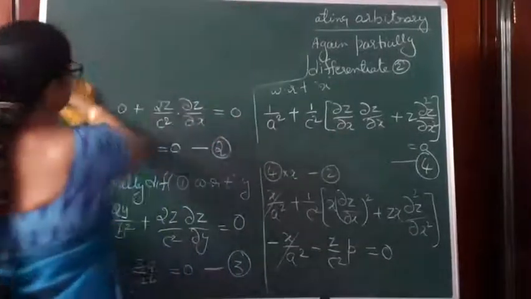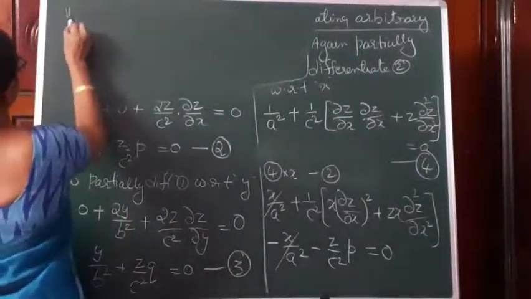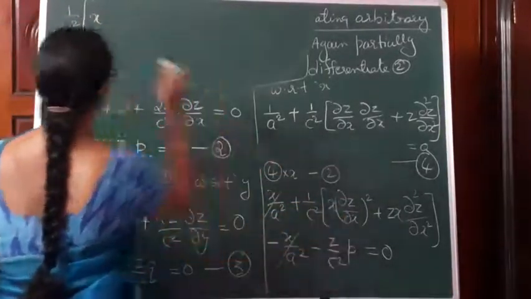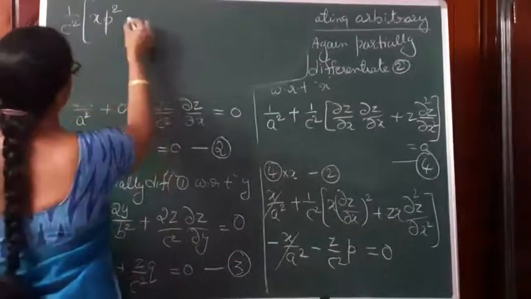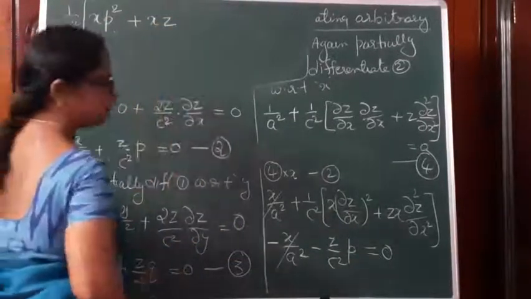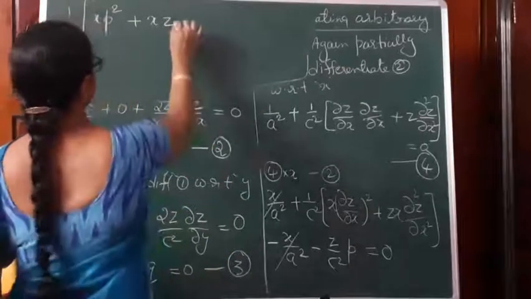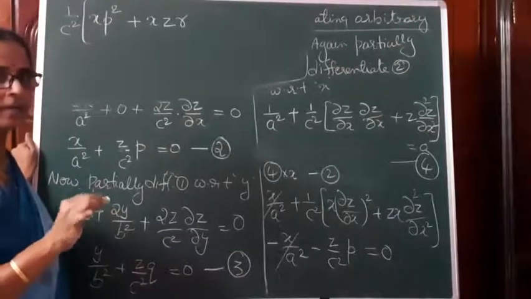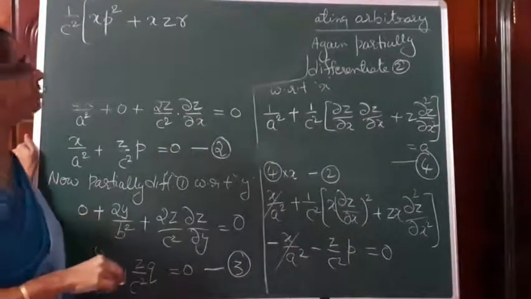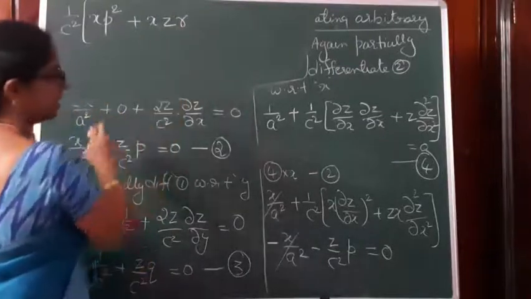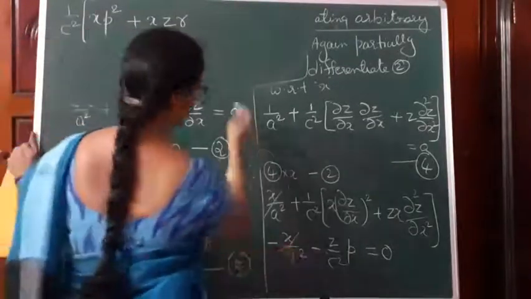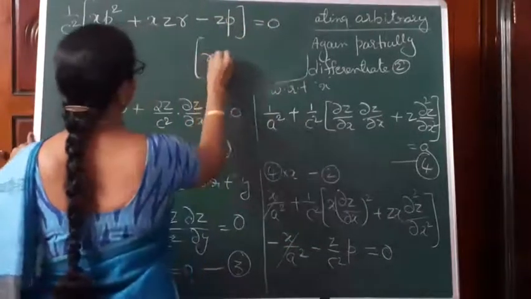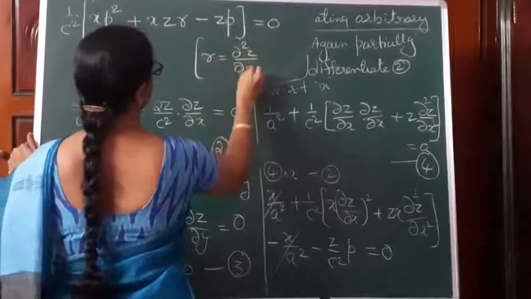1 by c square can be taken common from the two terms. So we have here 1 by c square common into x into dou z by dou x means p. So p square plus x into z into dou square z by dou x square. We denote dou square z by dou x square with r, dou square z by dou y square with t, and dou square z by dou x dou y with s. So this is r, dou square z by dou x square, minus z into p is equal to 0.